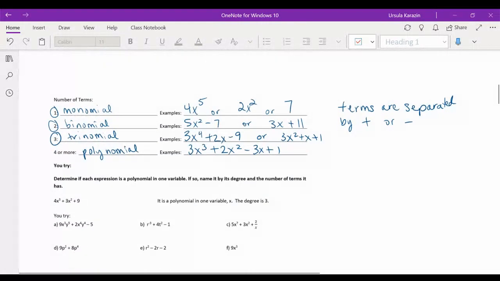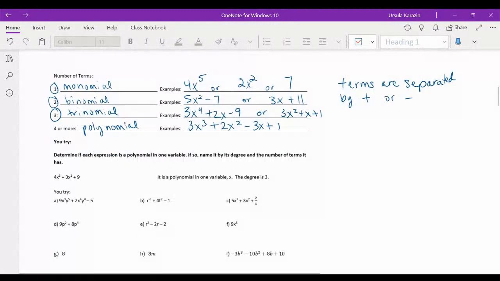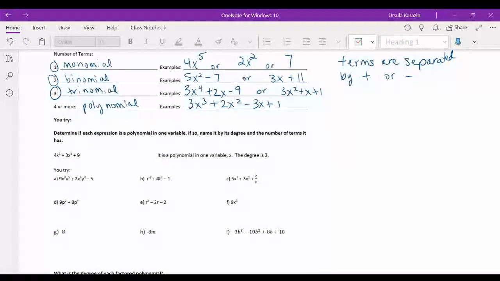Okay, so I'm going to pause in a second and have you do this next part, and then we'll come back to it. What you're going to do is determine if each expression is a polynomial in one variable. And if it is, you're going to name it by its degree and the number of terms it has. So this first example, that is a polynomial. It's in one variable. The variable is x, and the degree is 3 because this term here has the biggest exponent, and it is a 3. So now you guys do the rest.